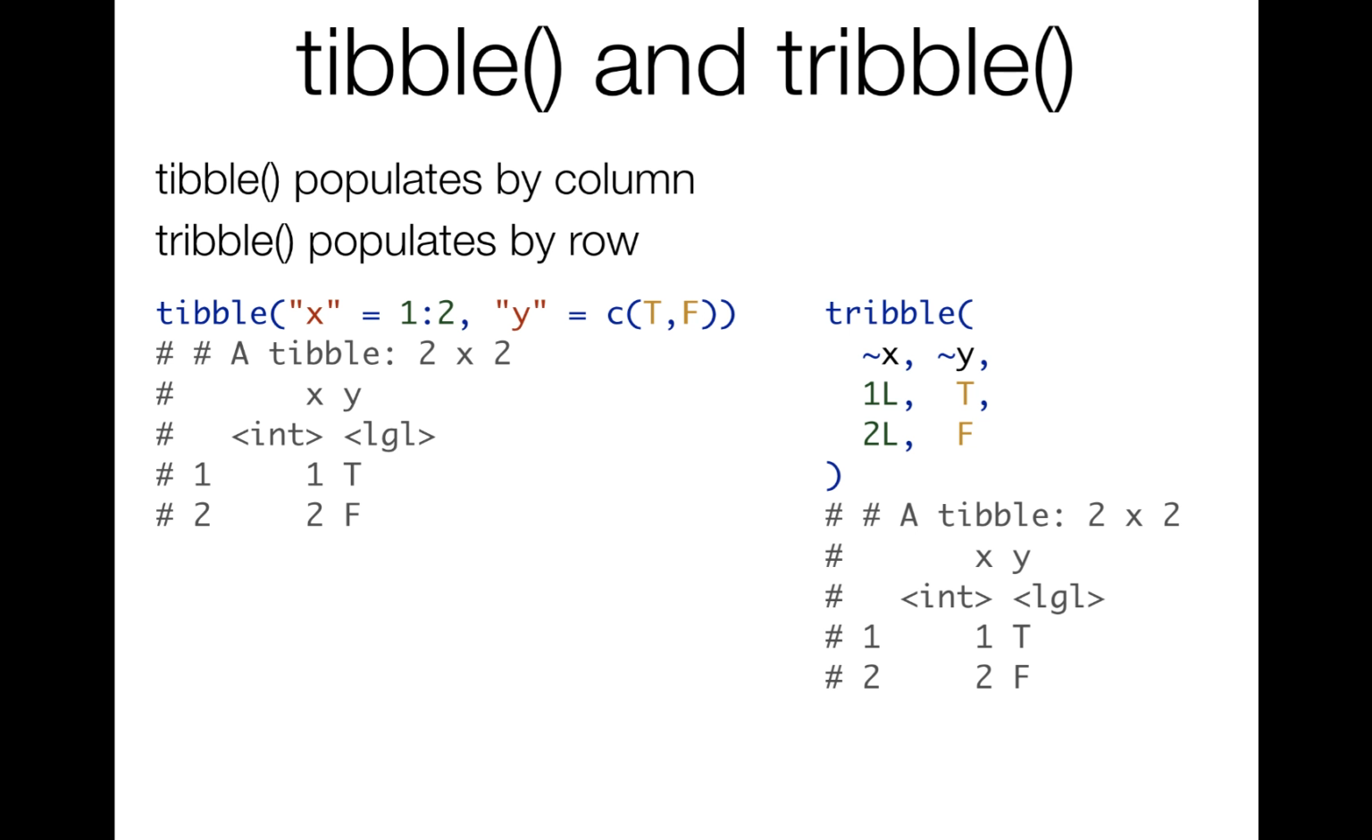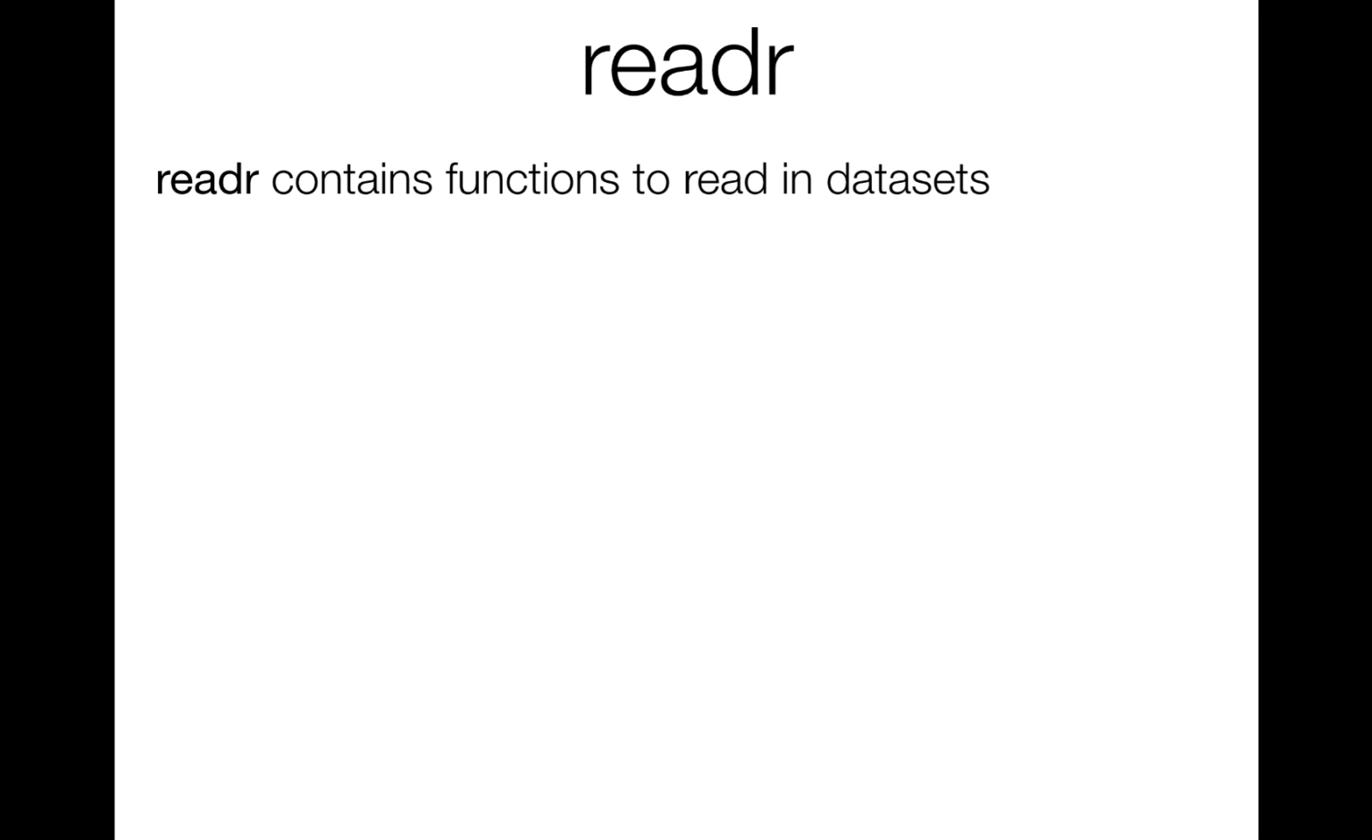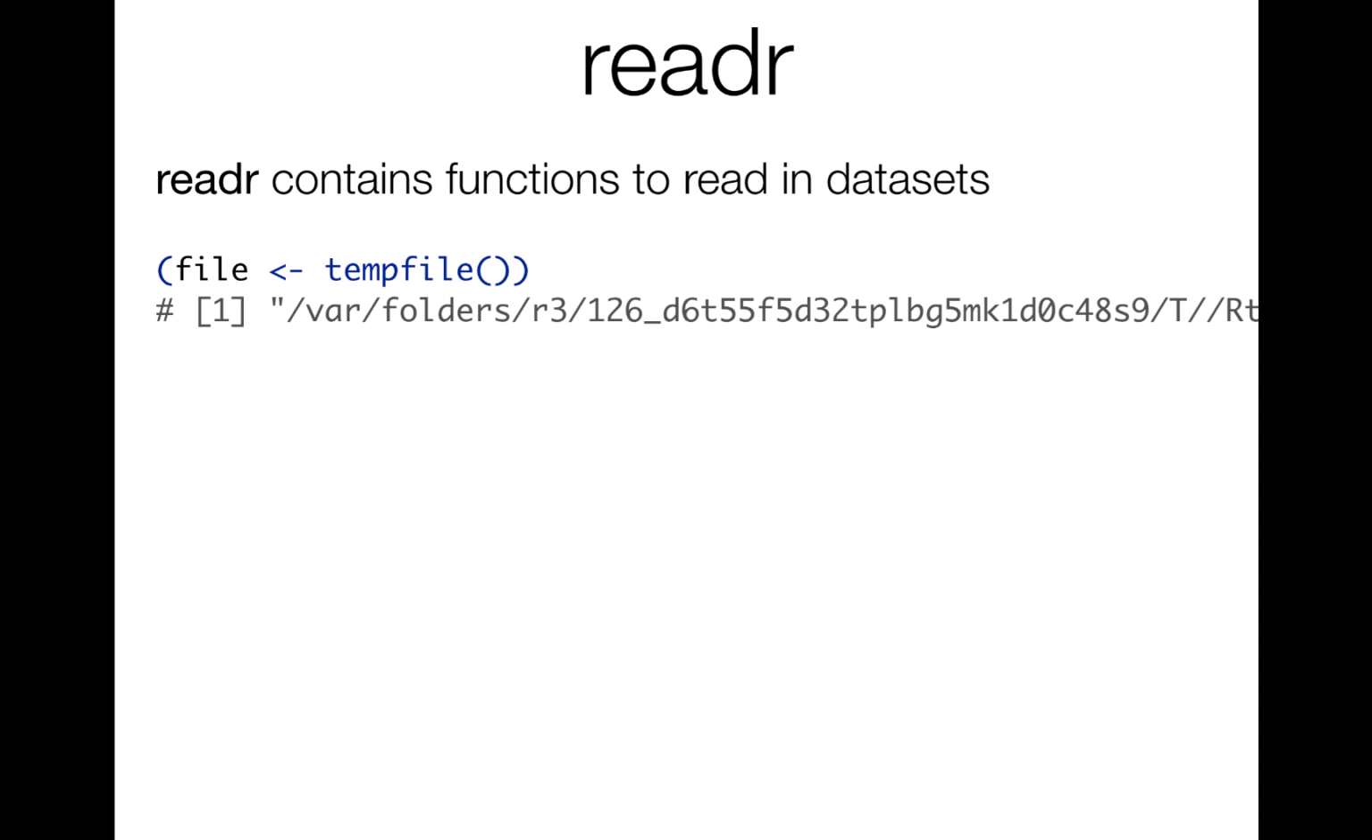So that's tibble. What about readr? Readr contains functions to read in datasets. So here's an example. I'm going to create a temporary file called file. The variable called file here is simply a file name that points to a temporary file on your computer, and after you restart R, this file is going to be deleted by your operating system.